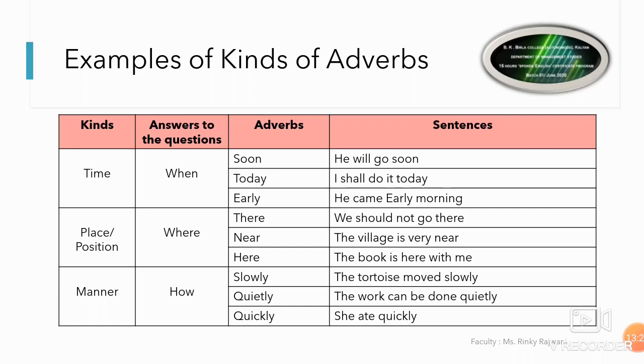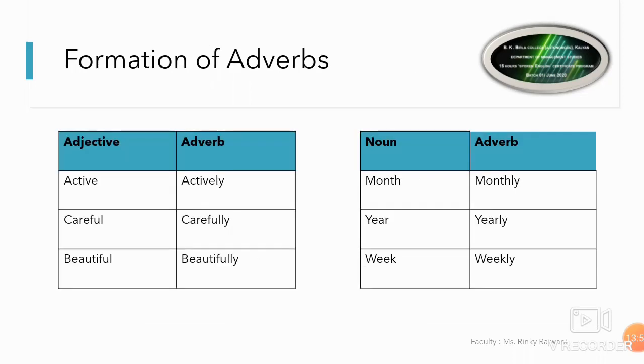Manner, that is how. So first one is slowly, just like I told you, how did the tortoise move? So the tortoise moved slowly. Quietly, the work can be done quietly. How can you do this work? The work can be done quietly, without chit-chatting, without talking, without gossiping. You can also do the work quickly. So she ate quickly. How did she eat her food? So she ate quickly.